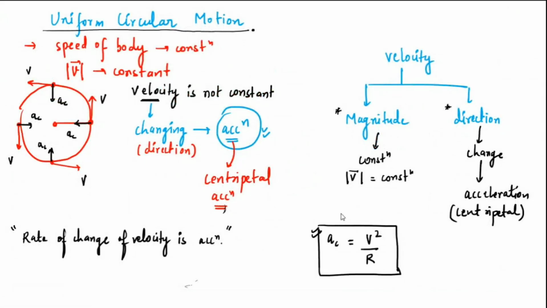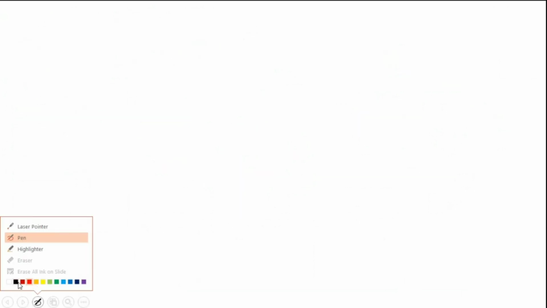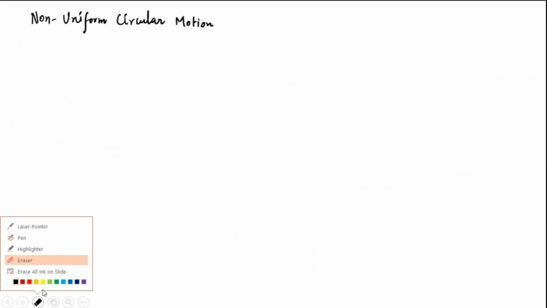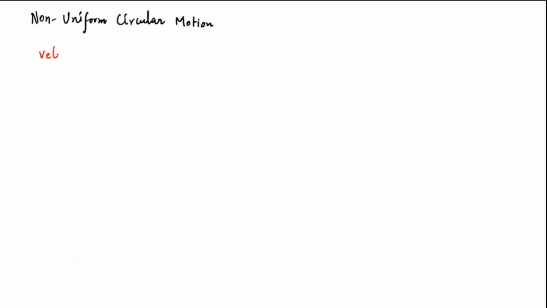So whatever type of circular motion we are having, the body will always possess centripetal acceleration. Okay. Let me just give you a few glimpses of non-uniform circular motion as well. So we are talking about non-uniform circular motion. The most clear part here is that velocity is going to be non-uniform, or not constant.